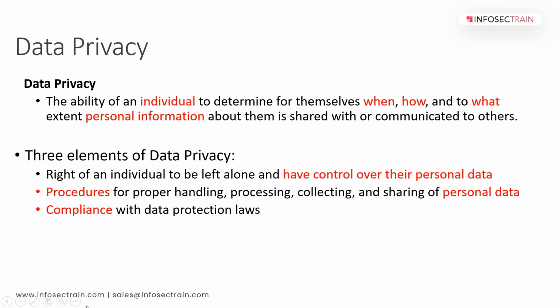So that's what the definition says here: the ability of an individual to determine for themselves when, how, and to what extent the personal information about them is shared. Now, what is personal information? We are going to see that. This is the way that it is different from information security. Information security is going to be used here, but we will see that in a different context.